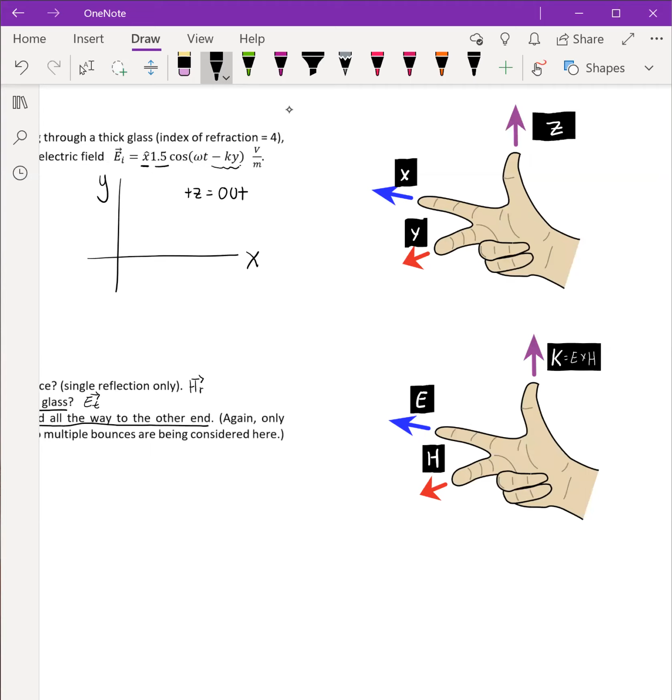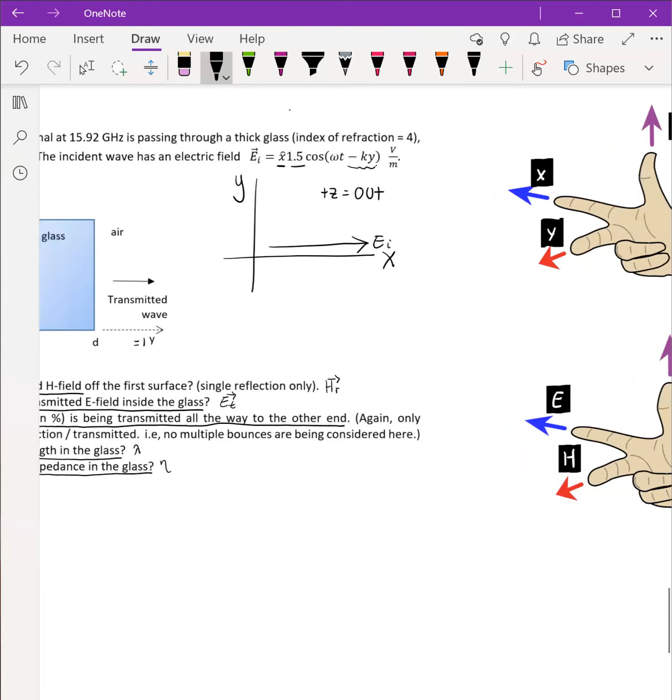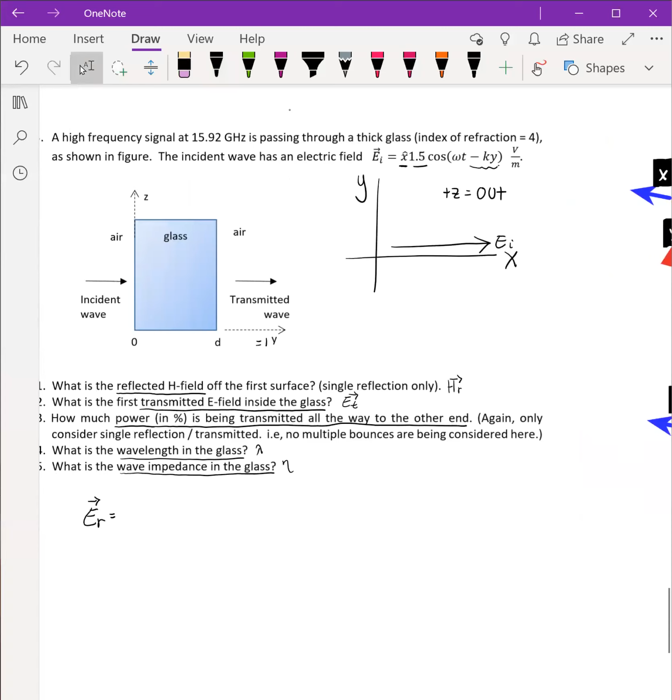So looking back at our E sub I, we know that E sub I is going in the positive x direction. So we can go ahead and draw that in the positive x direction, E sub I. And the other piece of information this equation gives us is minus ky. So k is the wave number, and minus y tells us that the wave is propagating in the positive y direction.